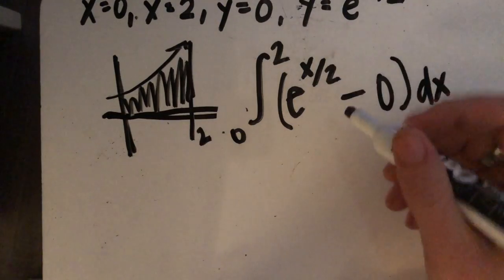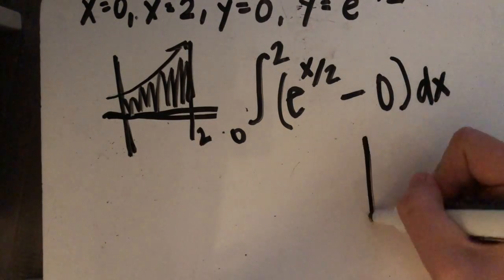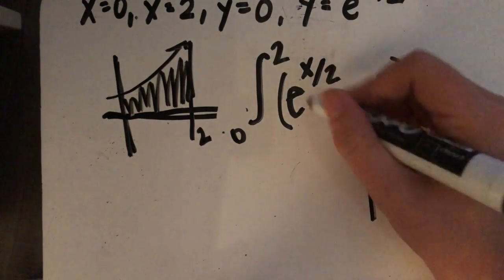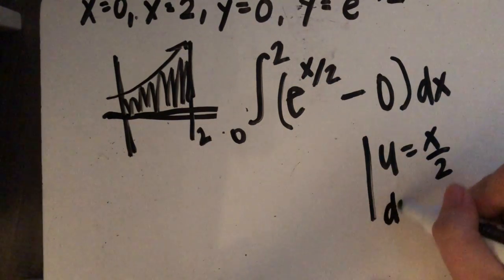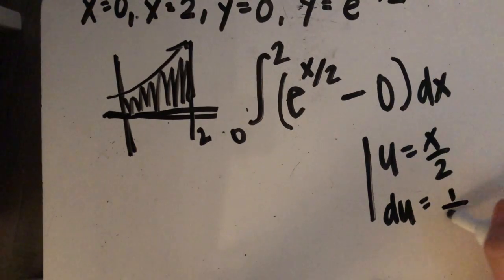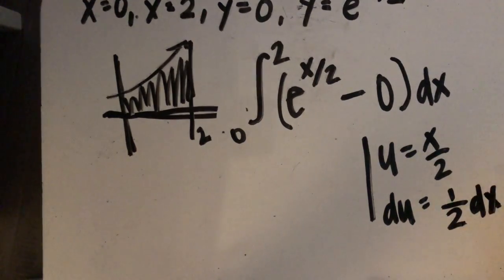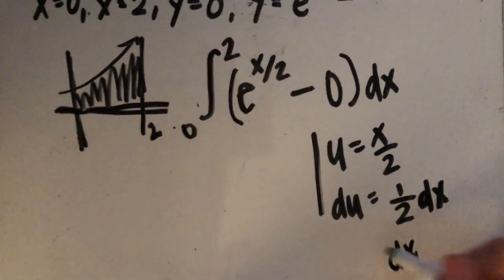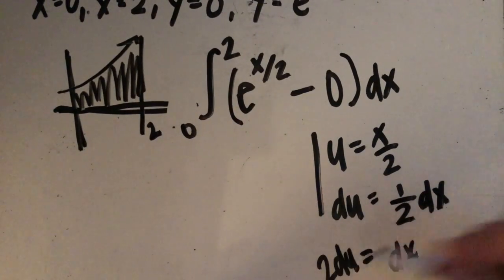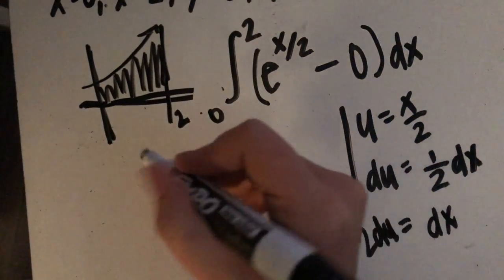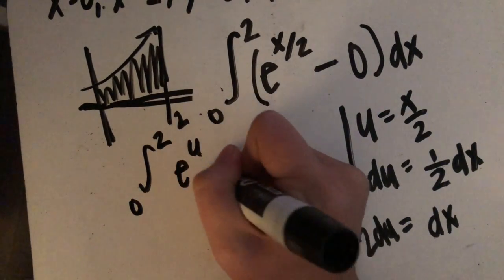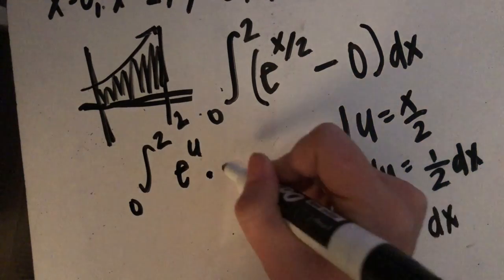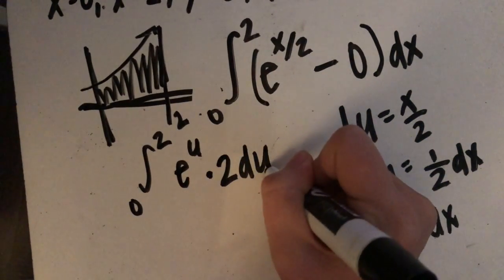So this one's actually pretty simple for us. We've got the antiderivative of e to the x over 2. We need a sidebar here because this is pretty chocolatey. We've got u is equal to x over 2, so then du is equal to 1/2 dx. So then dx is equal to 2 du. Coming back over here, I've got the integral from 0 to 2 of e to the u times, instead of dx, I'm going to put in 2 du.